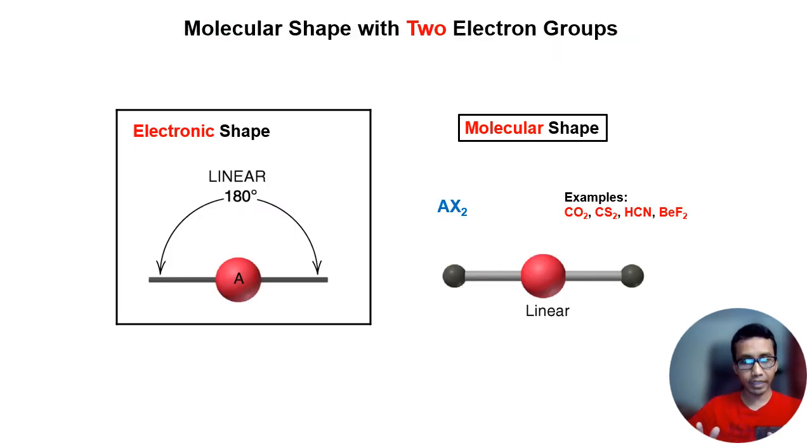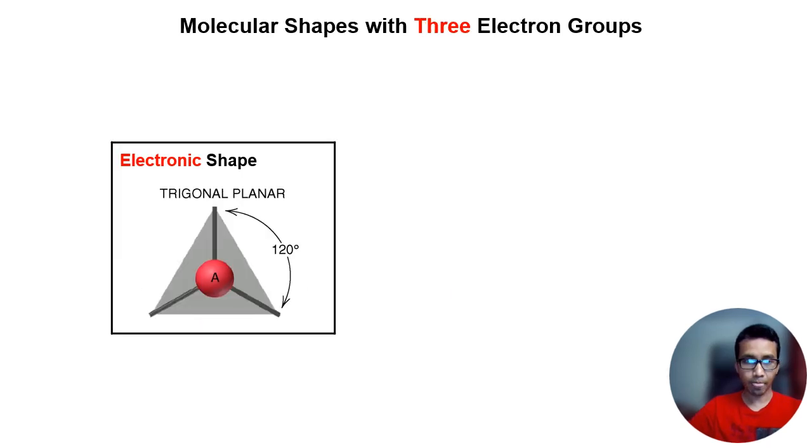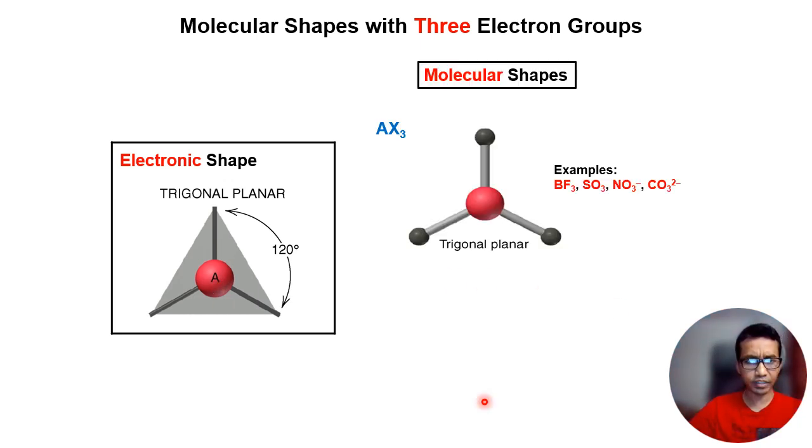So we have several cases that we covered. If you have two electron groups around the central atom, what happens? It's typically a linear shape, just like this, as you can see, because there are no lone pairs of electrons, so there is no extra repulsion, and that's why you would expect the molecular shape as well as the electronic shape to be linear.